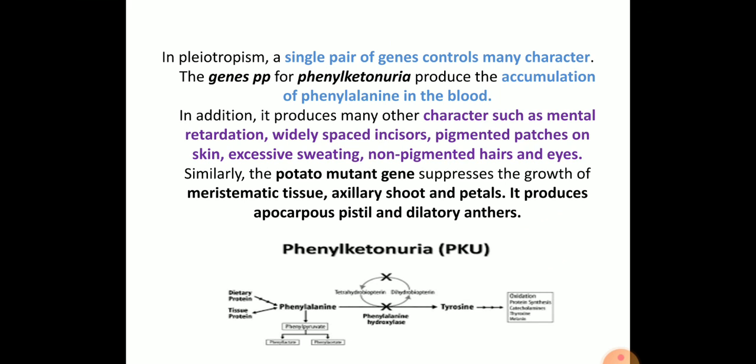At that time, the hydroxylation of phenylalanine will not take place. So that leads to mental retardation, widely spaced incisors, pigmented patches on the skin, excessive sweating, and non-pigmented hairs. So these all take place. That is how phenylketonuria takes place.